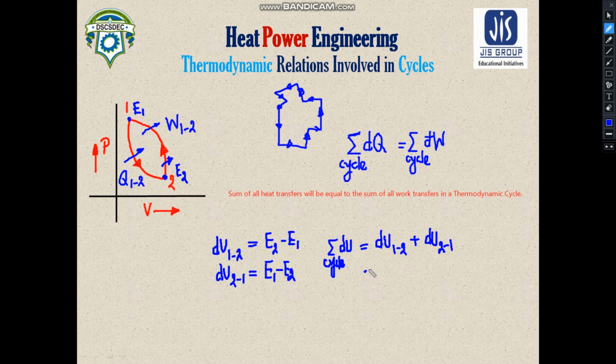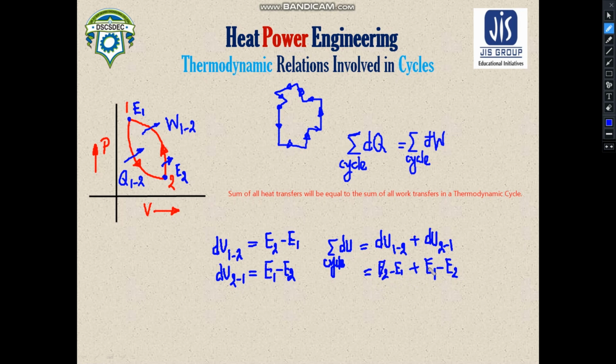That is very simple to understand. Then it would be what? It would be E2 minus E1. It would be E2 minus E1 plus E1 minus E2. That is as simple as it is. Now tell me, what will be the change in internal energy? It is very simple to understand.